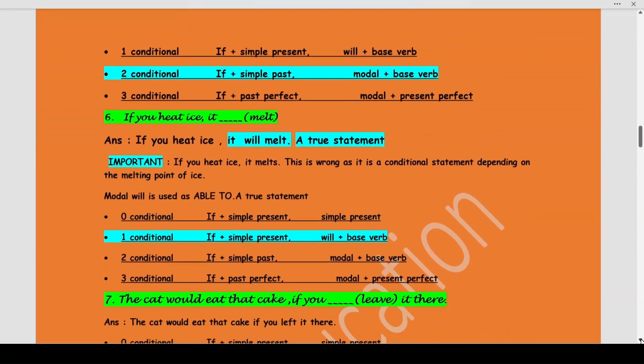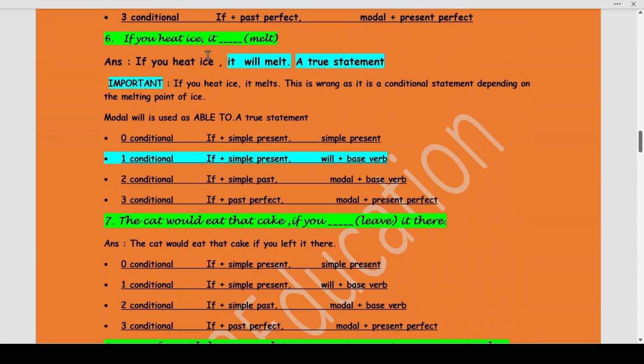Now number 6 is very important. Please pay attention. If you heat ice, it melt. Now children get confused with if you heat ice, it melts, but that is wrong. If you heat ice, it melts, no doubt. But this is wrong. Why? Because it is a conditional statement which will depend on what? It will depend on the melting point of ice. Has the melting point of ice been reached? No. We do not know. It is not confirmed. So, if you heat ice, it will melt. The modal will is telling us whether the ice is able to melt if we heat it.